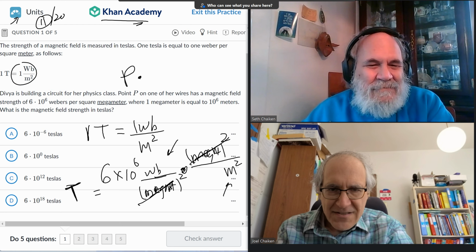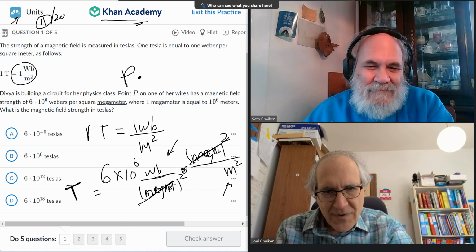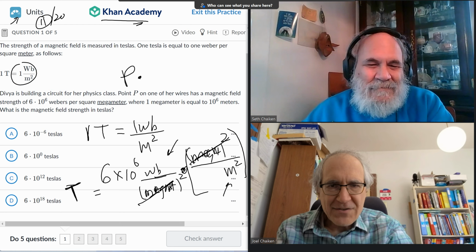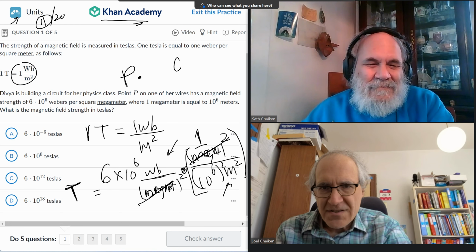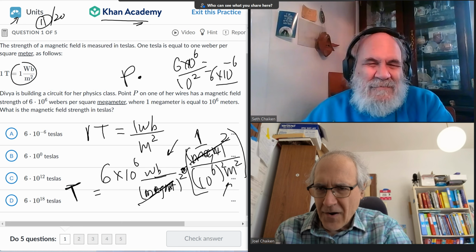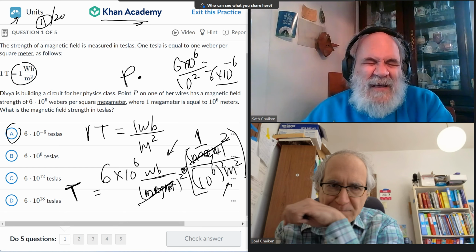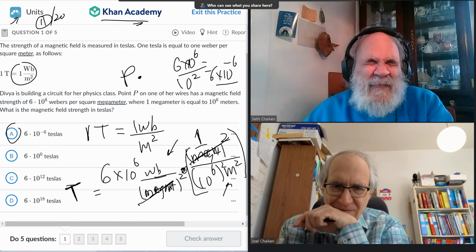We're doing unit analysis, crossing out the units, which means now we have to come up with this ratio. How many meters are in a megameter, or how many megameters are in a meter? They tell you 1 megameter is 10 to the 6th meters, which means you have to square this. So isn't the answer 6 times 10 to the 6th divided by 10 to the 12th, which is 6 times 10 to the minus 6th? That was good. Takes a second to figure that out, right?